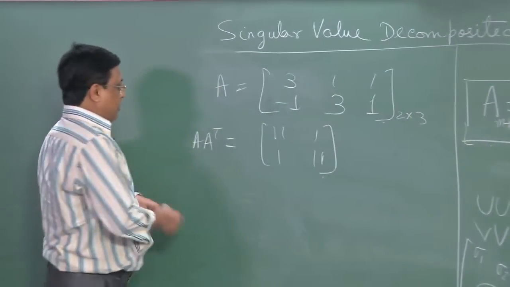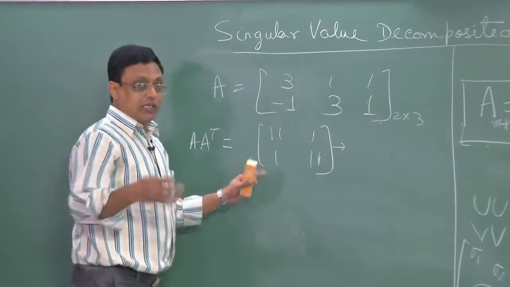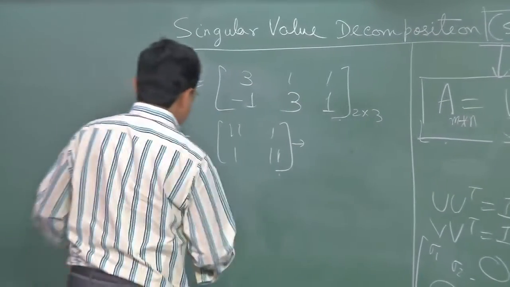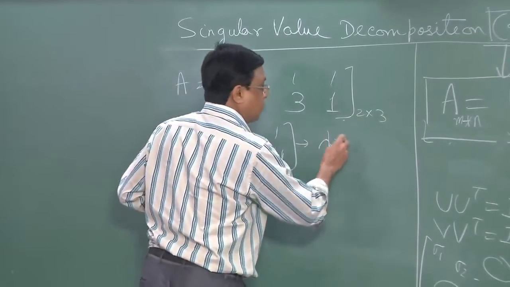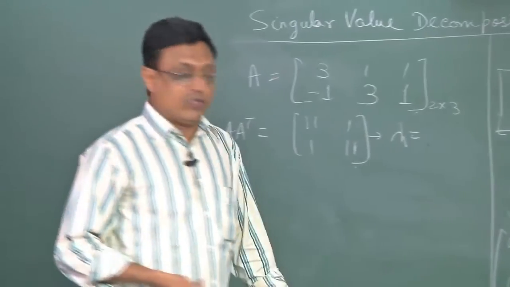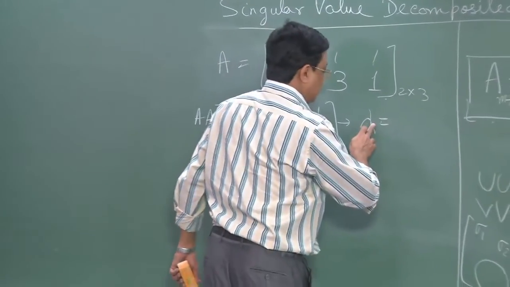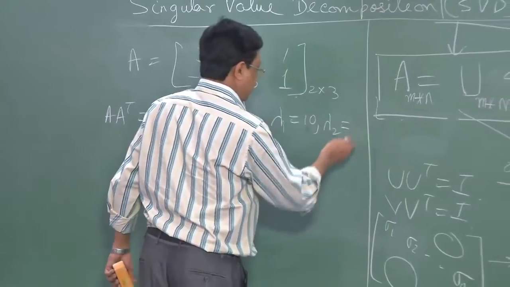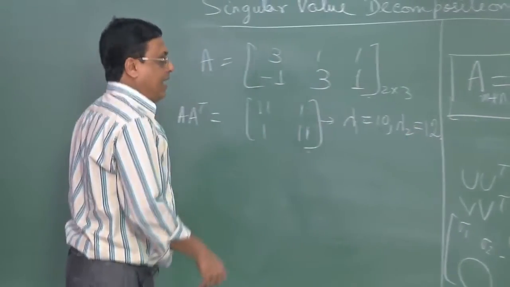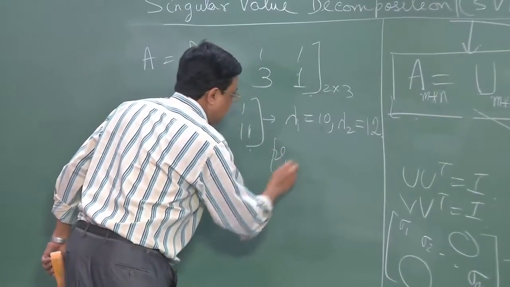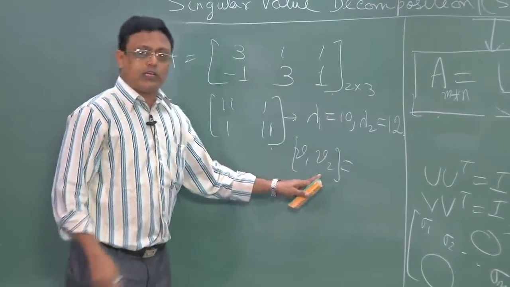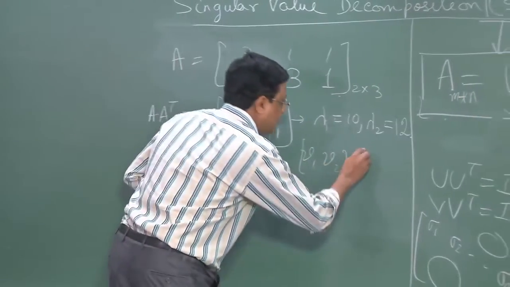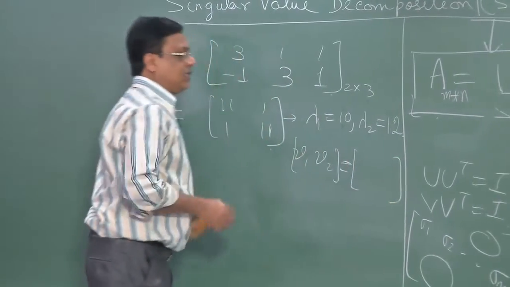For this particular matrix, there will be two corresponding eigenvalues. We did this in the last class, finding the eigenvalues and eigenvectors given a matrix. For this 2 cross 2 matrix, you should be able to work out the eigenvalues yourself based on the method we have done. They are lambda 1 equals 10 and lambda 2 equals 12. And the corresponding eigenvectors, I want to write in this form: v1, v2, the eigenvectors of this matrix corresponding to lambda 1 and lambda 2. So these are two columns. What do you get? If you work it out, you should be able to get this.